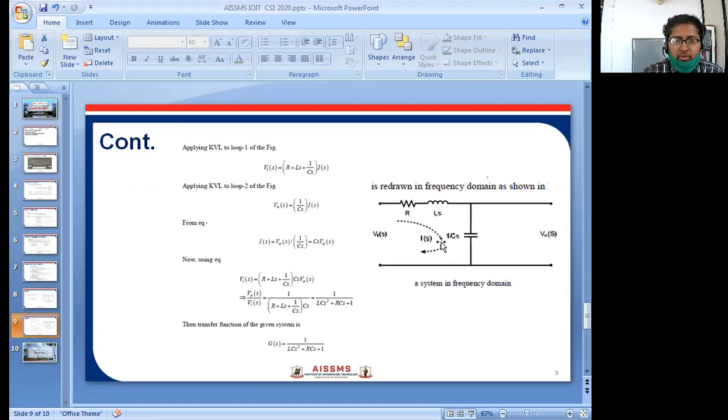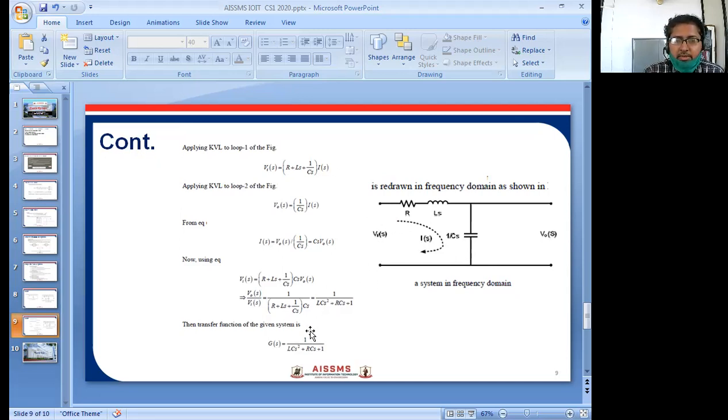So from both the equations we find I of s. From the second equation, I of s will be V0 of s divided by 1 by C s. And by using that expression for I of s, we can put it in the first equation. Then you can easily find V0 of s by V of s. So V0 of s by V of s means output voltage divided by input voltage.